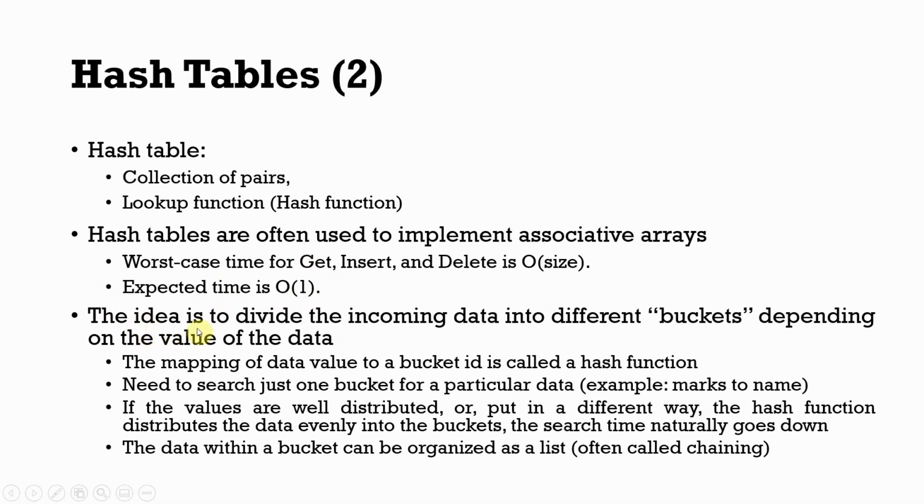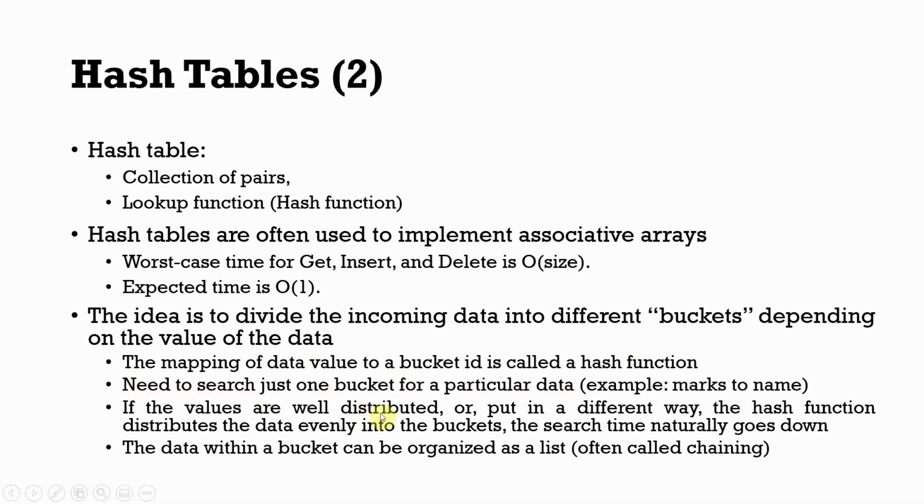The idea for hash tables is to divide incoming data into different buckets depending on the value of the data. The mapping of data value to bucket ID is called a hash function. We need to search just one bucket for a particular data. Well, this is the ideal case, and this is what we want to try to reach. After finding the location of the data through the hash function, we just go directly to that bucket.